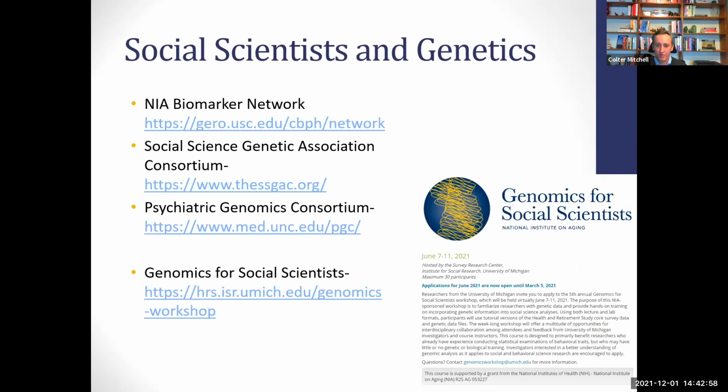Okay, so I'm actually wrapping up right now. I feel like I went through a little too fast, maybe. I covered a lot here, and I'd love to talk more about what you're interested in, but just to be aware, if you're really interested in doing social science and genetics, here are a couple of groups that you might want to look into. There's an NIA biomarker network that does a lot of work with genetics and other biomarkers. The Social Science Genetic Association Consortium, which is exactly what they describe. The Psychiatric Genetics Consortium.